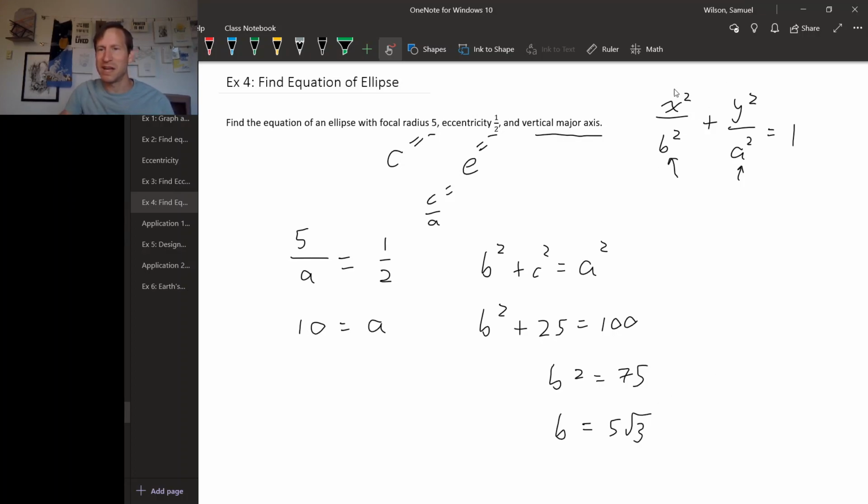And then we can fill in the blanks in our equation here. So the equation is x squared over b squared, which is 75, plus y squared over a squared, which is 100, equals 1. And so there's the equation of our ellipse.